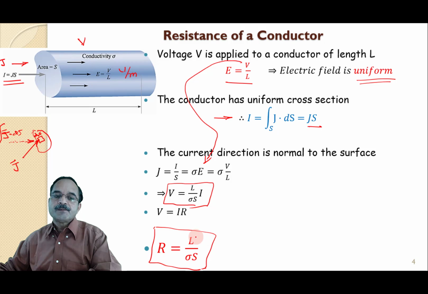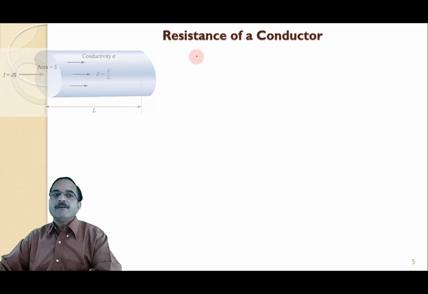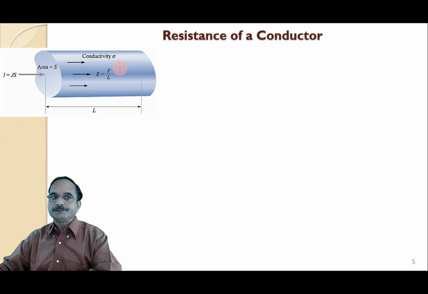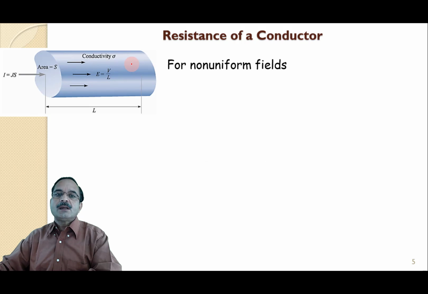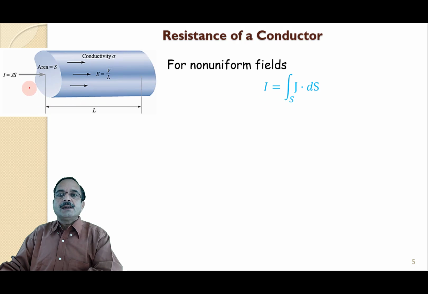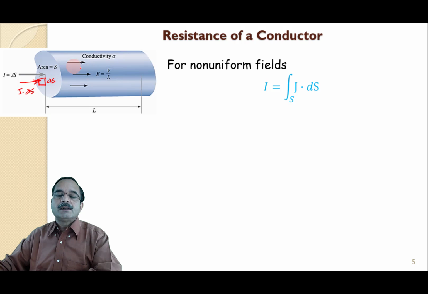So it depends upon the length of the conductor, the cross-sectional area of the conductor S, and the conductivity of the material. Now let us define the resistance of a conductor when the electric field intensity is not uniform. So let us find out the formula for that. So under non-uniform fields, the current I is integral J dot ds. So just now we have discussed the actual current entering inside this surface area is nothing but J dot ds. If I assume some small differential surface area here and integrate this over the entire surface, that gives me the total current entering inside this conductor.